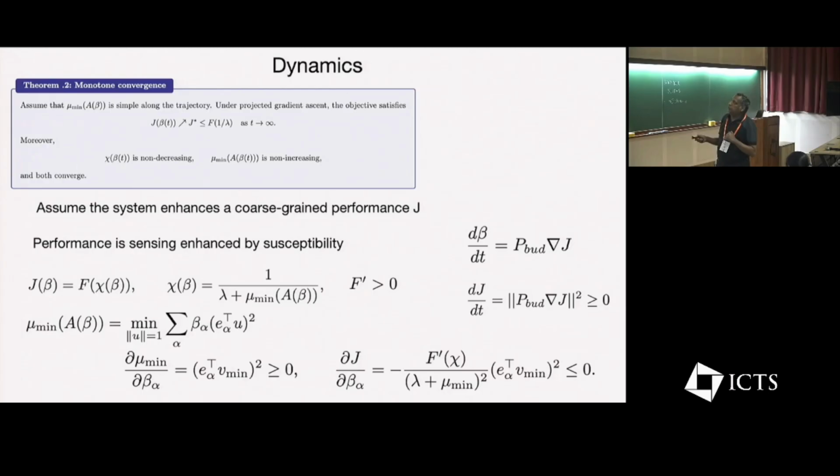which is proportional to the gradient of J, needs to be projected onto the manifold, because if it is away from the manifold, you will get out of the manifold and break the constraints. You can show that dJ by dt is always greater than 0. Now just look at the minimum eigenvalue: if you fix all other betas and only change beta alpha, this is always positive. So the only way this J can change is by decreasing this mu min.